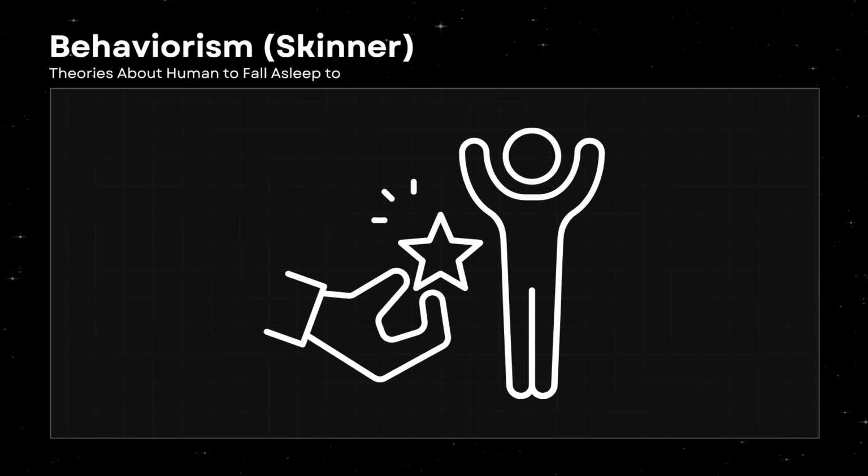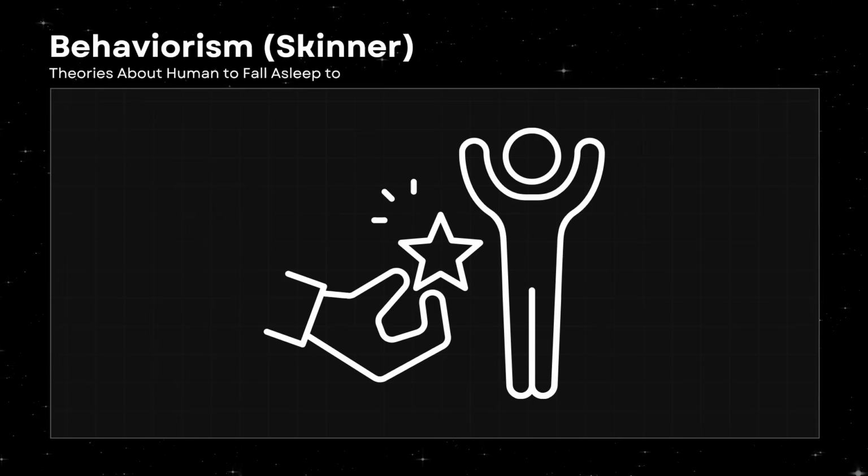Some people think behaviorism is too narrow. They say it ignores thoughts and feelings. Skinner did not deny that people have thoughts. He just believed they were not useful for explaining behavior. He saw thoughts as another kind of behavior, shaped by the same rules. To him, the most reliable way to understand people was to watch what they do and what happens afterward.